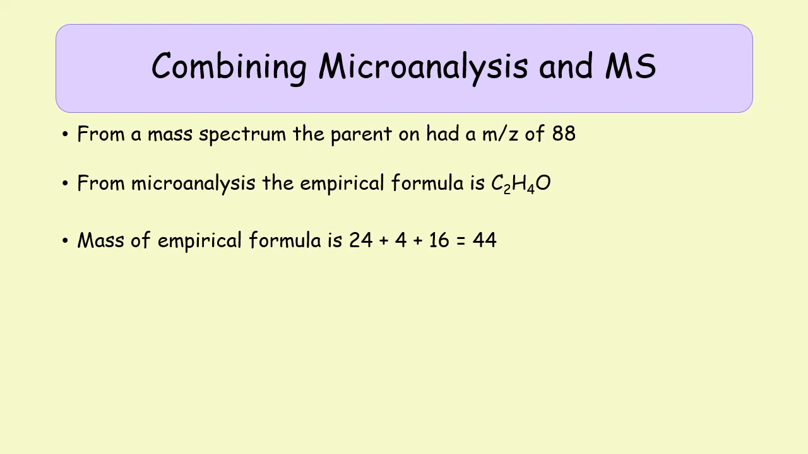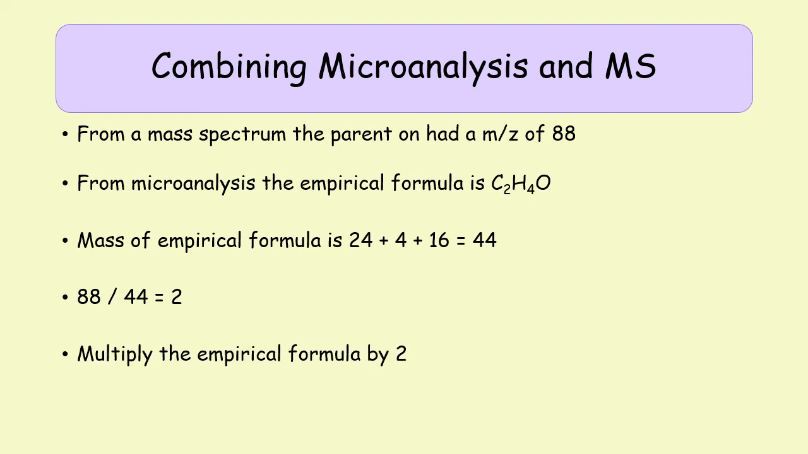Now we can see that the parent ion, the full molecule, has a GFM of 88. So 2 empirical formulas fit into the GFM. So to work out the overall chemical formula, we just multiply all the values in the empirical formula by 2. So we now know that our molecular formula is C4H8O2. Had we just had microanalysis, we wouldn't know how many empirical formula units fitted into the molecule.